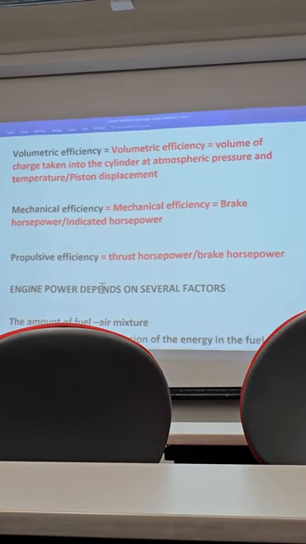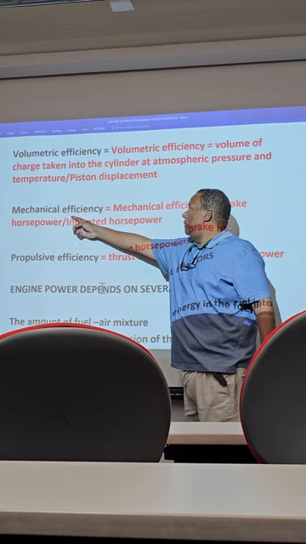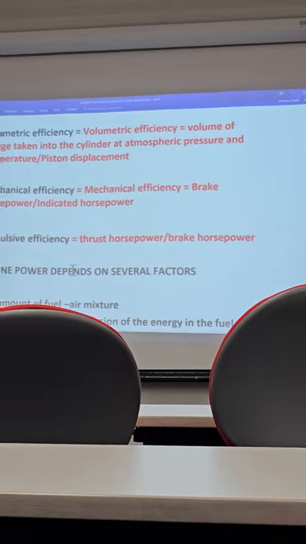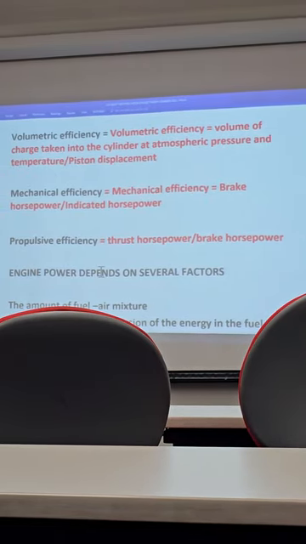Mechanical efficiency is the ratio of the brake horsepower given to the propeller divided by the indicated horsepower. This is clear. I mean, the heat was created in the cylinder. How much of this power produces a mechanical movement on the propeller is the brake power. And the propulsion efficiency, in this case, is the amount of horsepower that was delivered to the propeller. Let me explain this one, the propulsion.